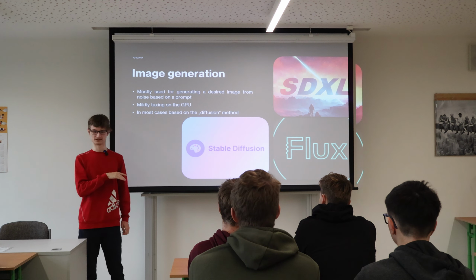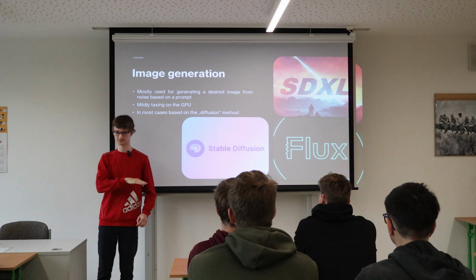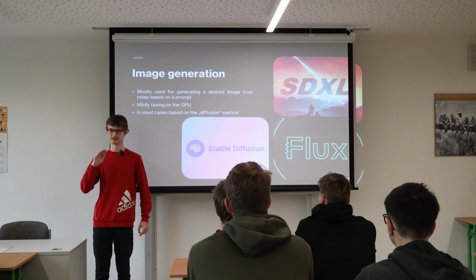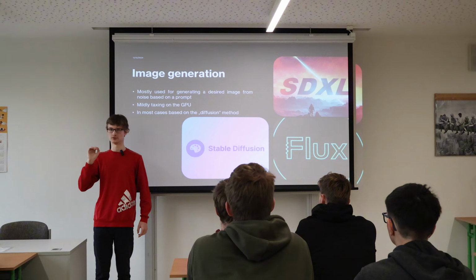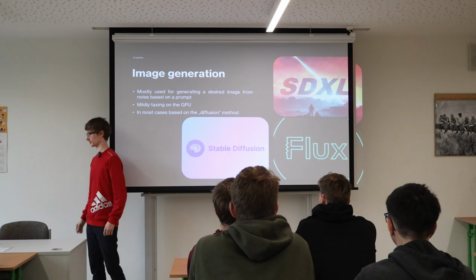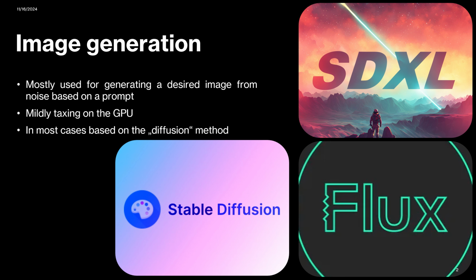All we need is a data set of like 10 images and a specific word assigned to them, and we can train a model to understand what an object is. The most popular image models are Stable Diffusion XL, Stable Diffusion 1.5, and Flux, which is the most modern artificial intelligence model that can run on your PC.